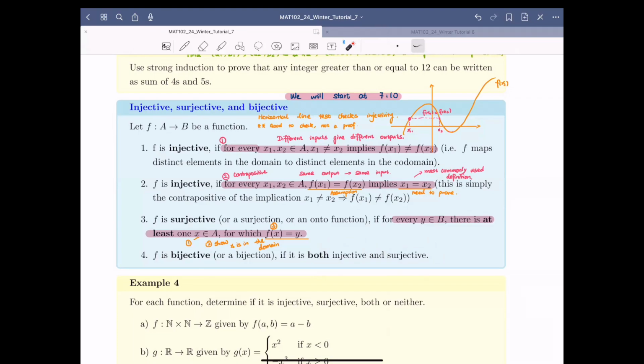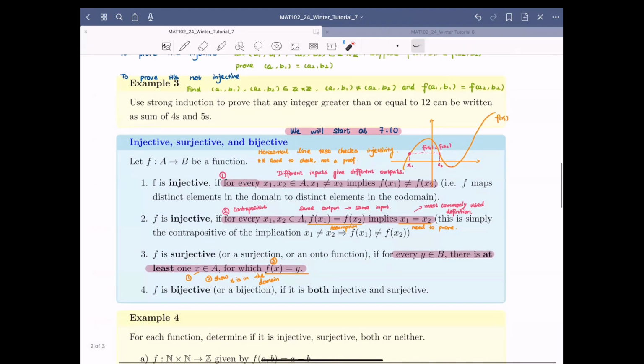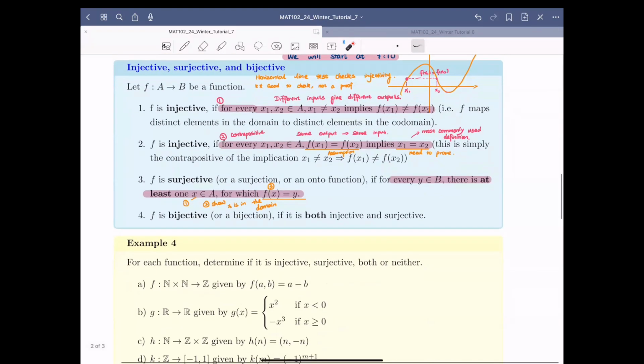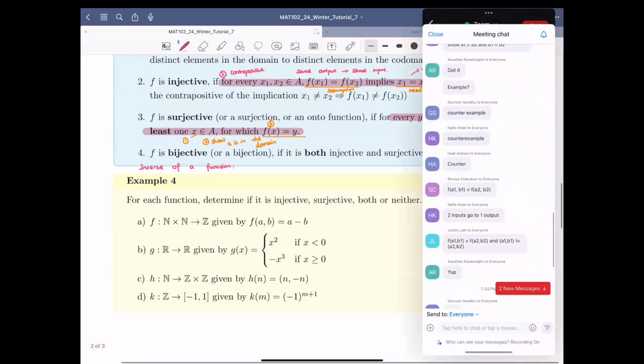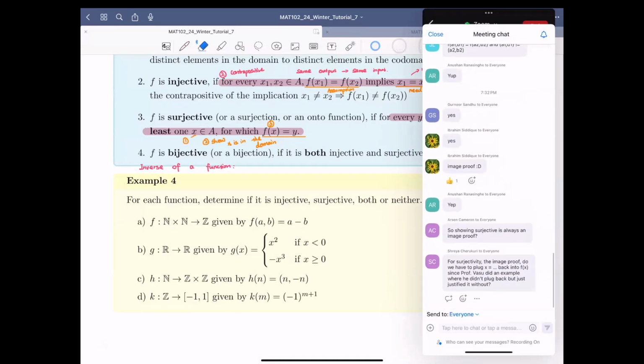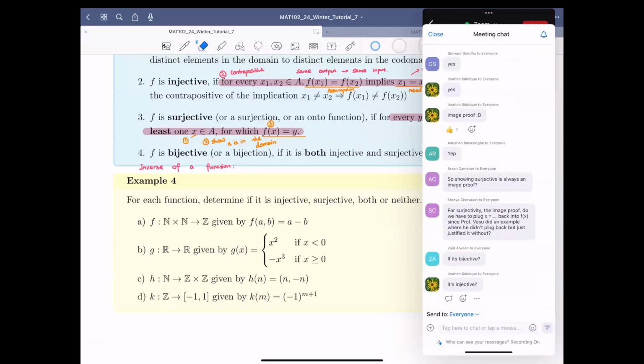One thing that I want to mention, because people always do this, is about inverse. So let me write it here. Inverse of a function. Can someone tell me how do we know if a function has an inverse? Anyone know? Yes, it's always the second direction of the image proof.